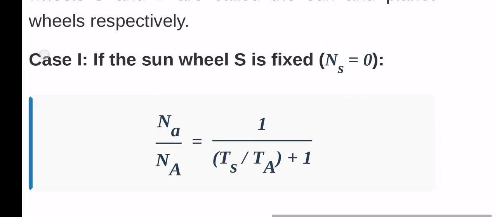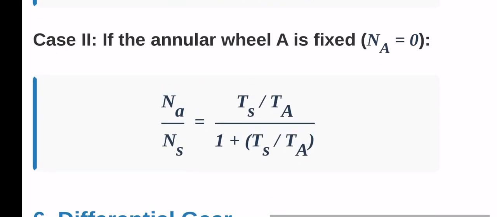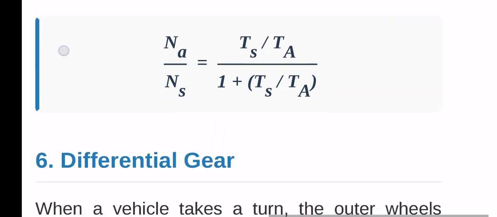Case 1. If the sun wheel S is fixed, NS is equal to 0, NA by NH is equal to 1 by TS by TA plus 1. Case 2. If the annular wheel A is fixed, NA is equal to 0, NH by NS is equal to TS by TA over 1 plus TS by TA.